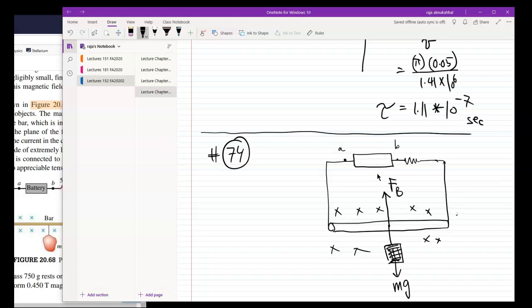So in order for me to have it balanced like that, and I know that F equals ILB sine theta, but theta here is 90 degrees, so we can ignore it. And B here is into the page. Which direction should I be in order for F sub B to be up? And the answer for that is that it has to be this way.